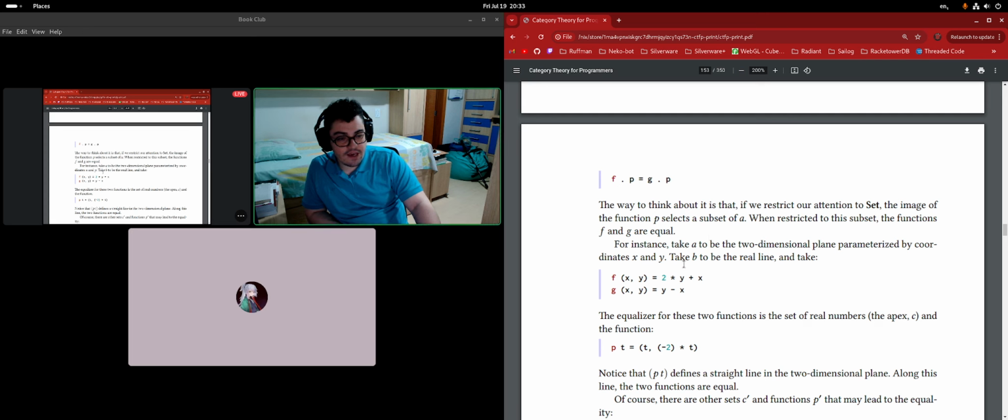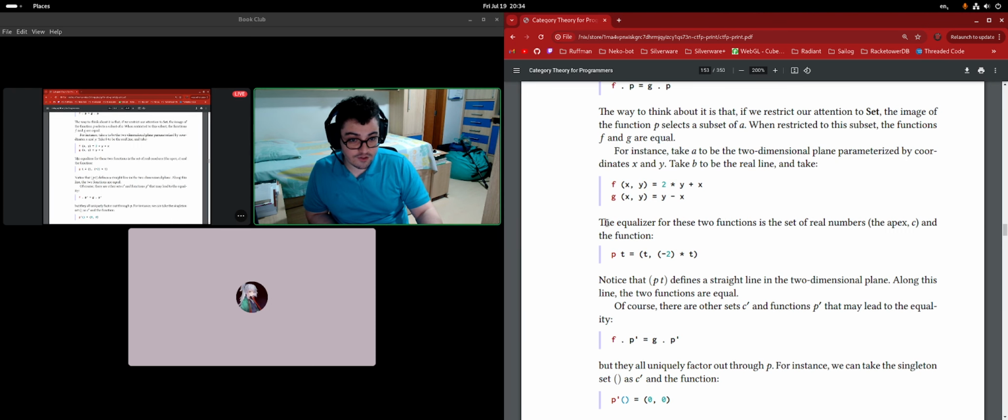So for instance, take A to be the two-dimensional plane parameterized by the coordinates x and y. Take B to be the real line. So here's how you interpret this. We are basically trying to say that f is equal to g if we pass through P first. That means, in fact, we can derive P. That's something that I felt that he should have said before showing the answer. We can derive P ourselves because it's just a matter of equalizing F and G. This will tell us what P should be.